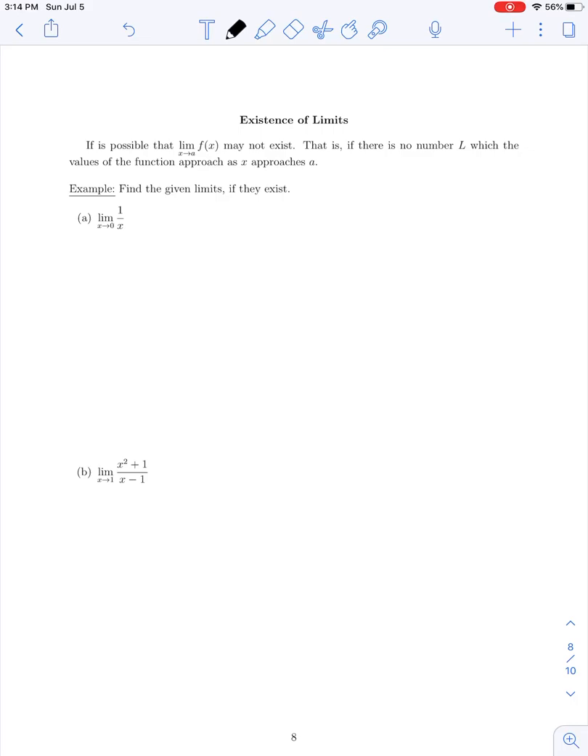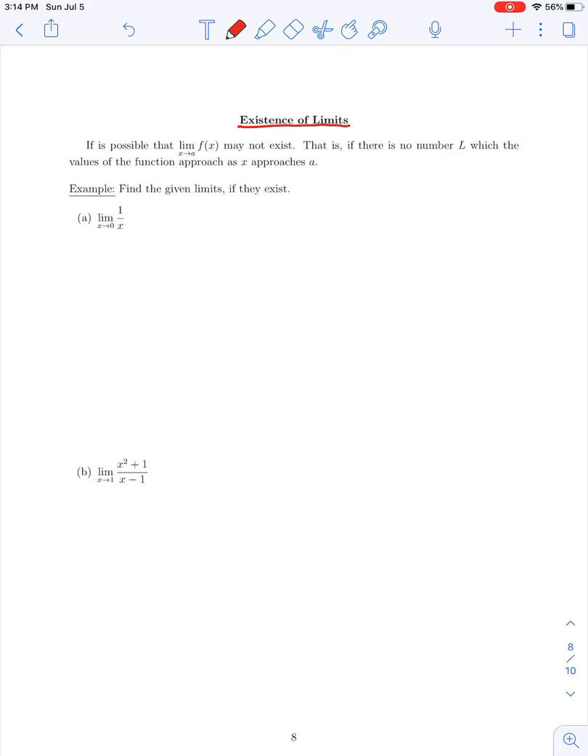In this first part of our section, we've been discussing how to evaluate the limits of different functions by making use of the limit properties, or by some algebraic manipulation and then using the limit properties. But we haven't considered the question about whether a limit is always defined or whether a limit will always exist. So in the last part of our section, we'll talk a little bit about the existence of limits.